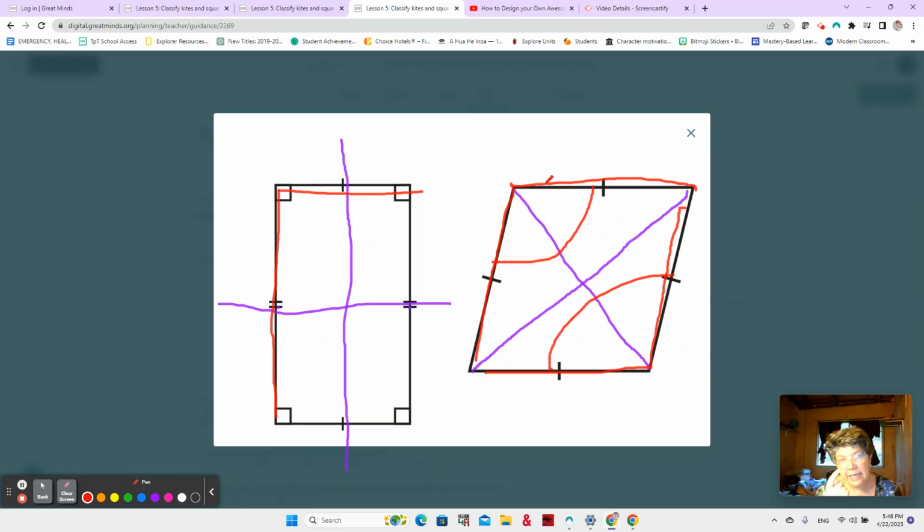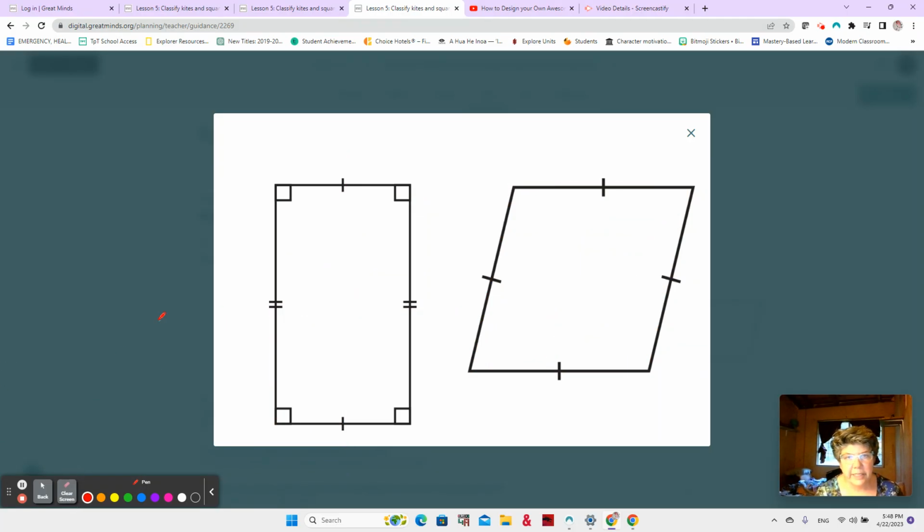Okay, and not all rectangles are going to have adjacent sides that are equal, right? Not all rectangles are going to have a line of symmetry through a diagonal. So not all rectangles are kites. Can a rectangle ever be a rhombus? And can a rhombus ever be a rectangle?